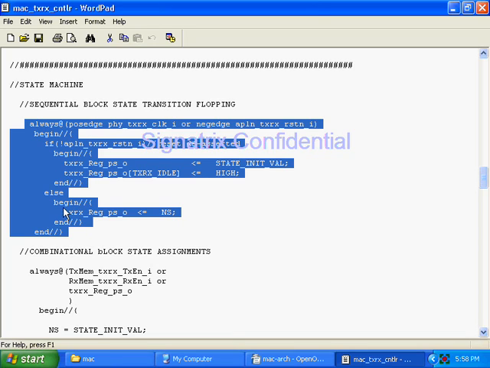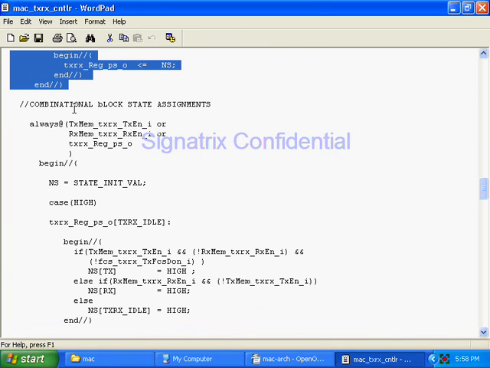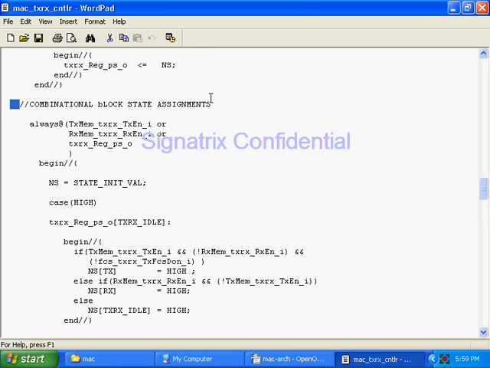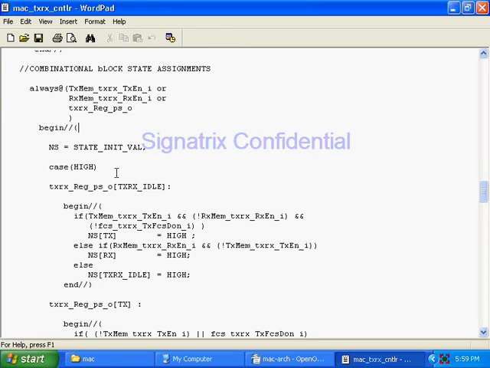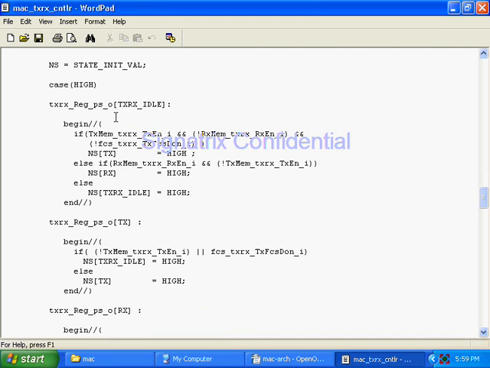If this reset is deasserted, then this statement will get executed. The combinational block for the next state is defined below. We'll see that one. This is a combinational block for the next state assignment. Here in the sensitivity list, everything will be there, inputs and the right hand side variables. I have declared this initial value.